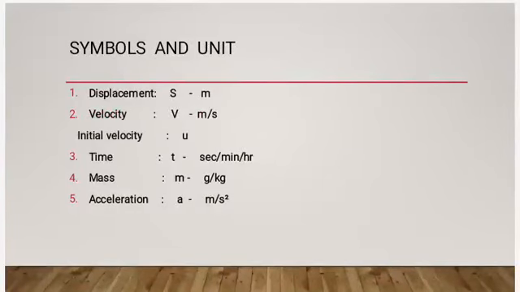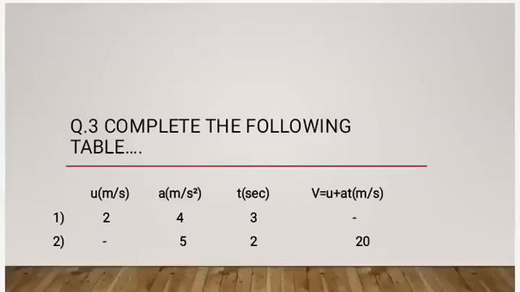Now we'll do the chapter's sums. Question number 3 is to complete the following table. So we'll see the symbols and units. Displacement is denoted by capital S. Velocity is capital V. Initial velocity is small u. Time is small t. Mass is denoted by small m and acceleration is denoted by small a.